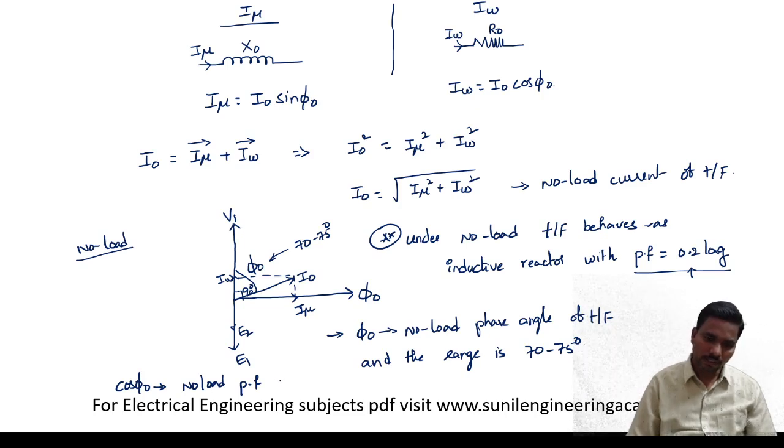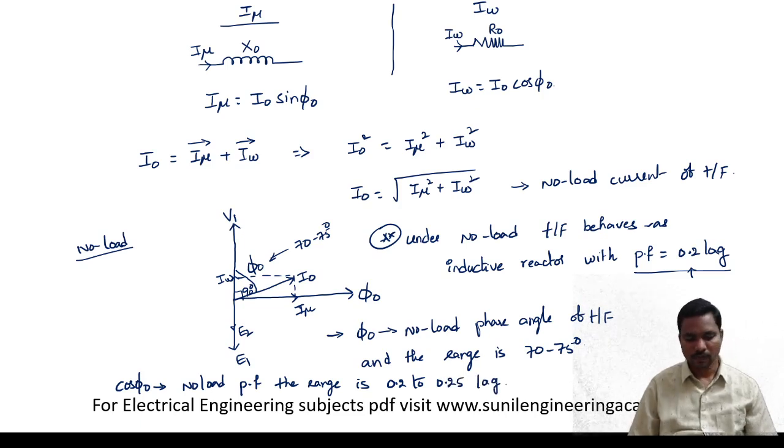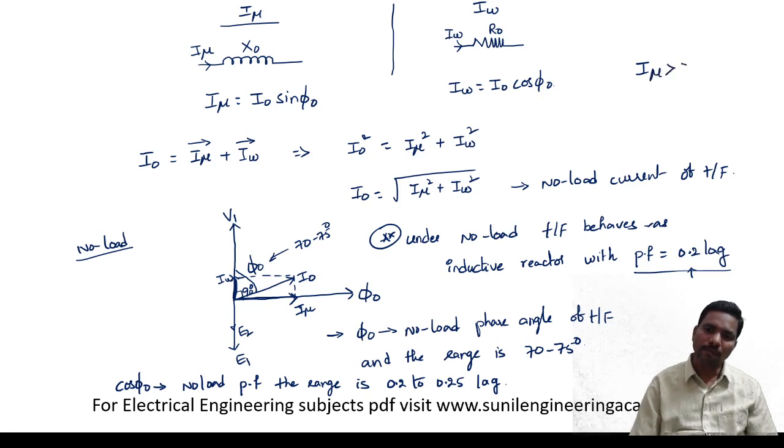No load power factor. The range is 0.2 to 0.25 lag. Okay, 0.25 lag. So because here, and one more thing, if you can consider this is the IW, this much of I mu. So what is the relation between IW and I mu? I mu is very much greater than IW.